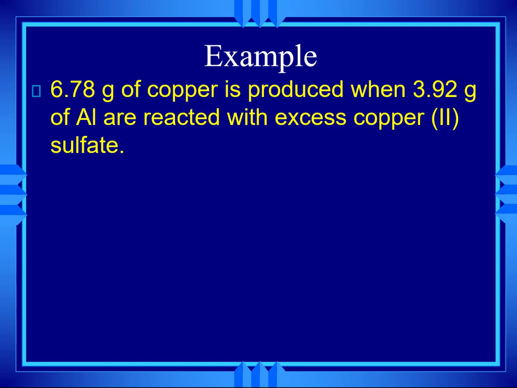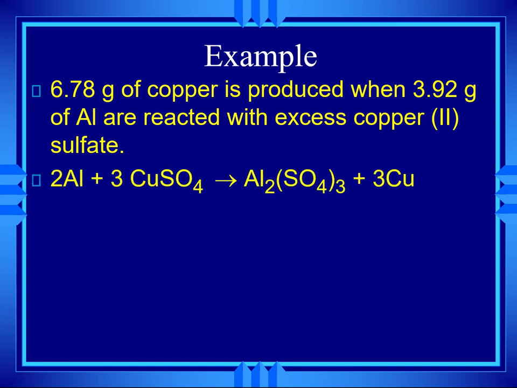6.8 grams of copper are produced when 3.92 grams of aluminum are reacted with excess copper 2 sulfate. What is the percent yield? Oh, and I'll be nice. I'll write the balanced equation. But it shouldn't be too bad.